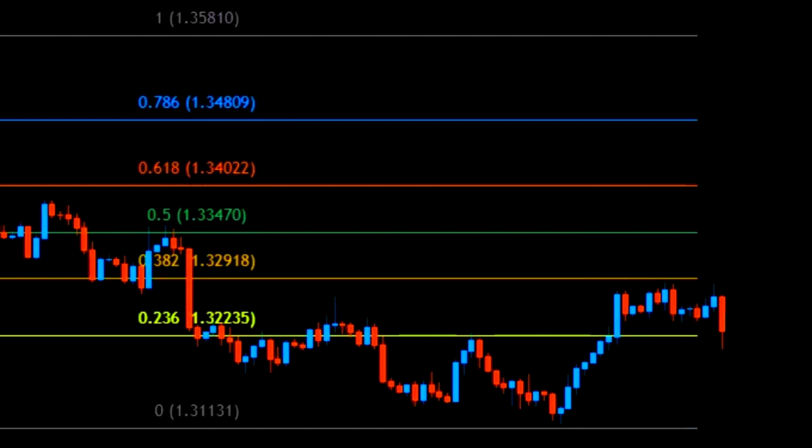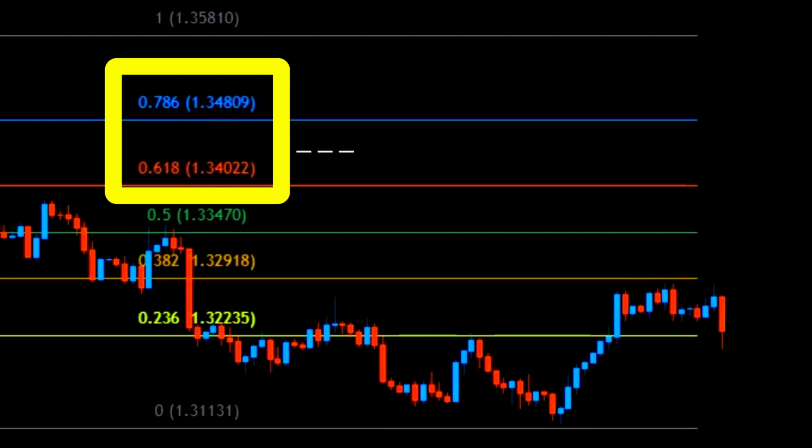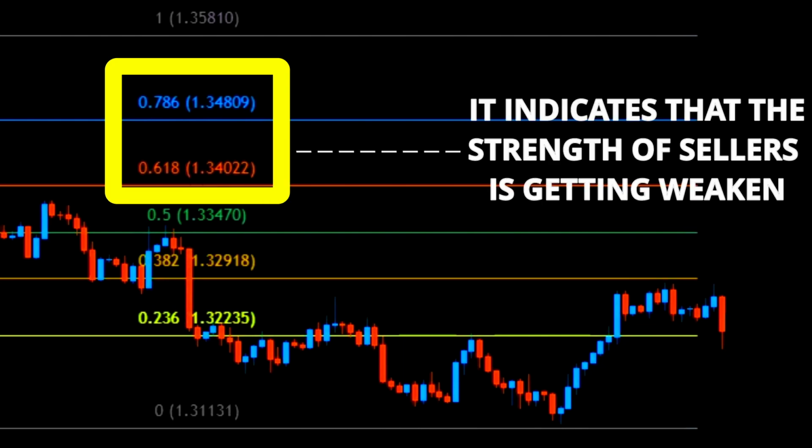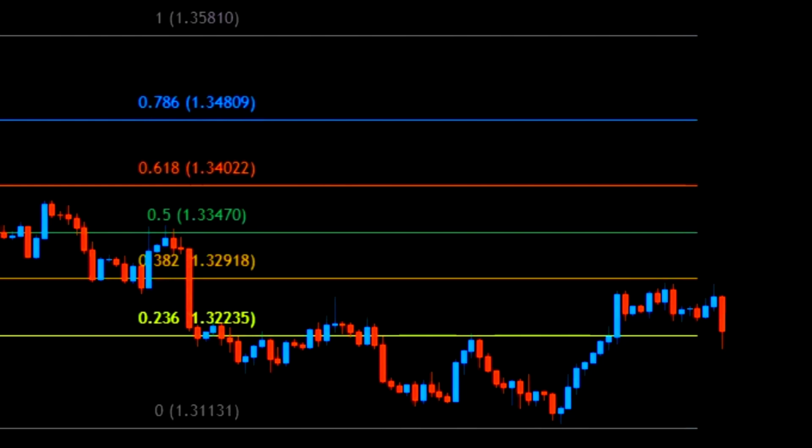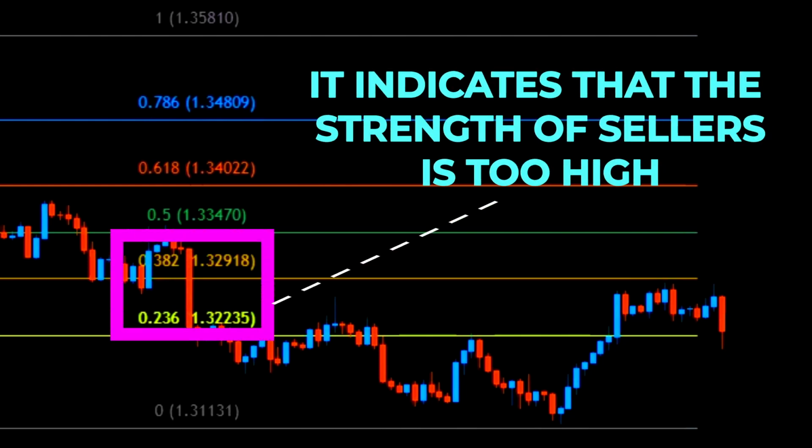When the market makes a reversal from these levels, which are above the 50% level, it indicates that the strength of the sellers has started to weaken. Likewise, if the price makes a reversal from the retracement levels below the 50% level, it indicates that the strength of the sellers is too high.